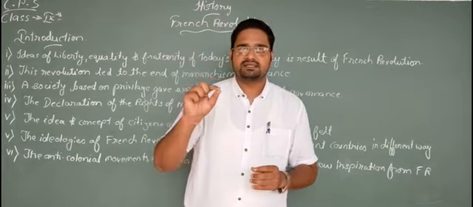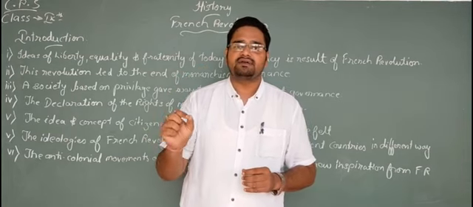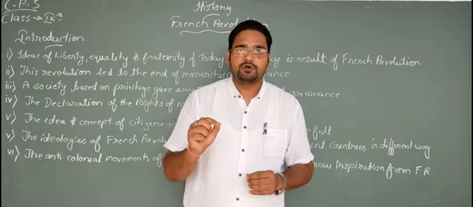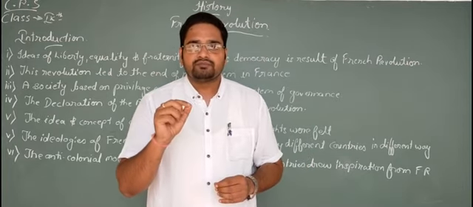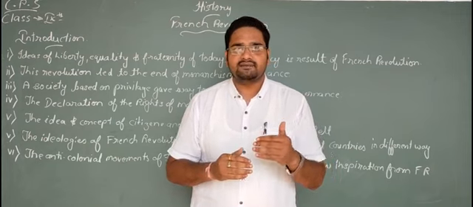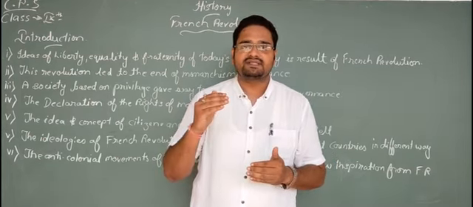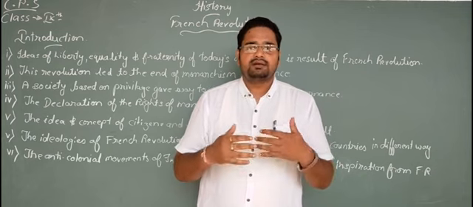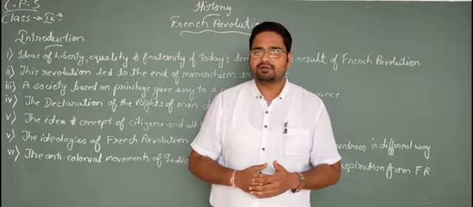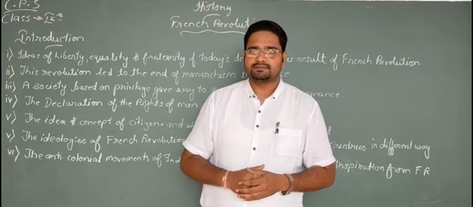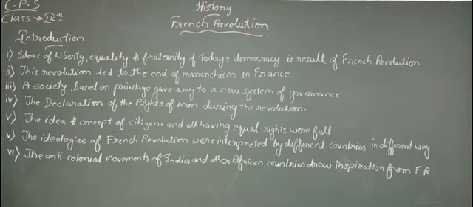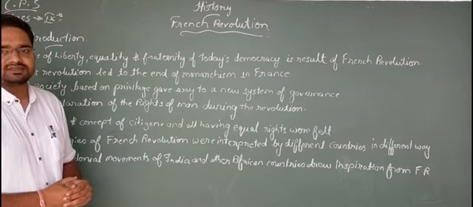The concept of equality, liberty and fraternity was put forward during the French Revolution. Before the French Revolution, there was no concept of equality. The society was already divided or segregated into different sections. But during the French Revolution, there was a demand for equality, and what we see in the modern democracy, equality, we can feel. The second point is that this revolution led to the end of monarchism in France.